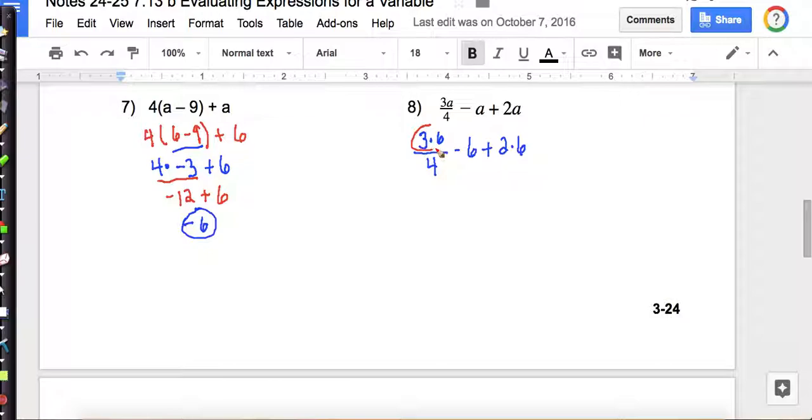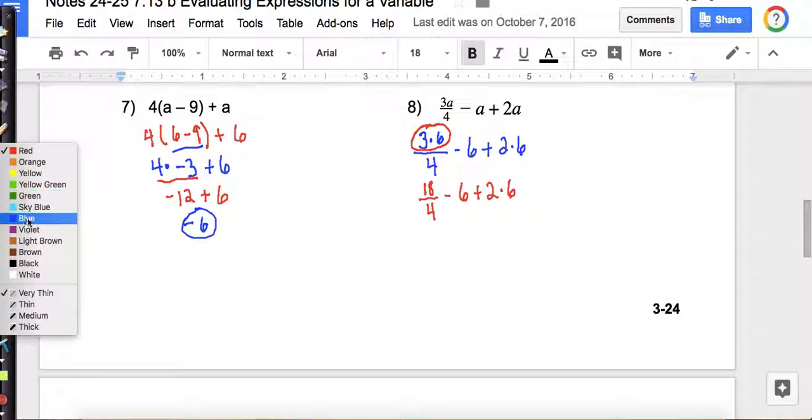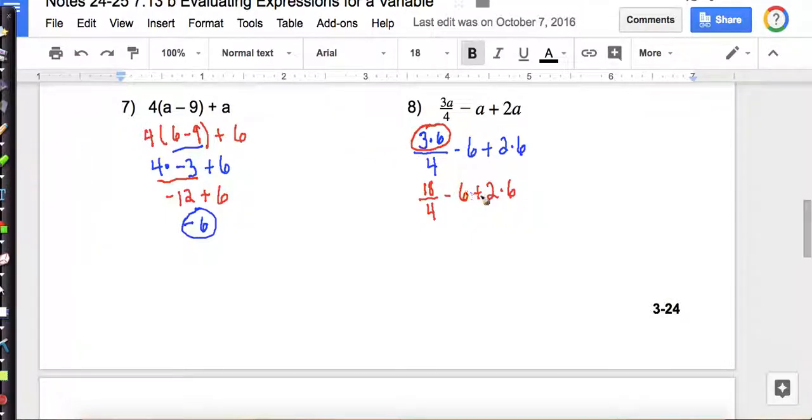So we have 3 times 6, which is 18. So write down 18 divided by 4 minus 6 plus 2 times 6. Now it's down to a single fraction there. So now it's just considered division. Okay? So we have division, subtraction, addition, multiplication.